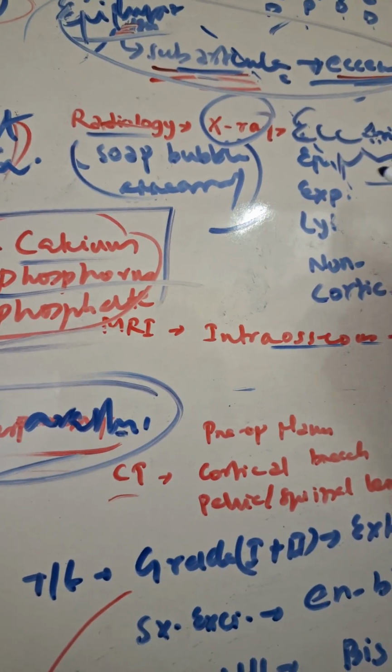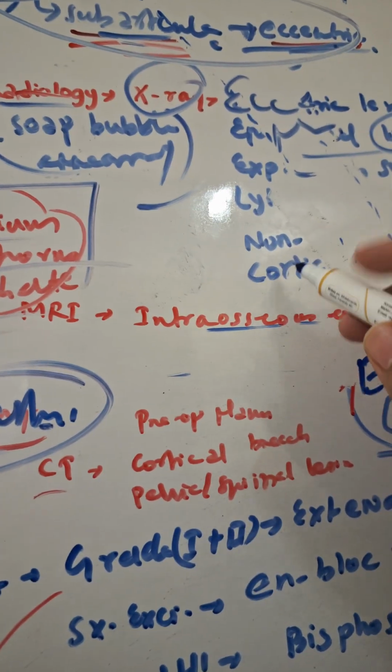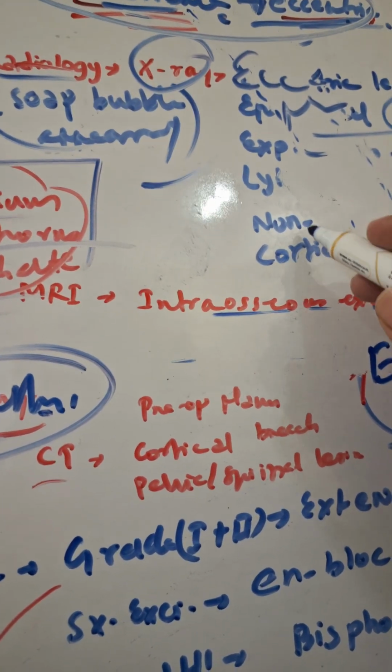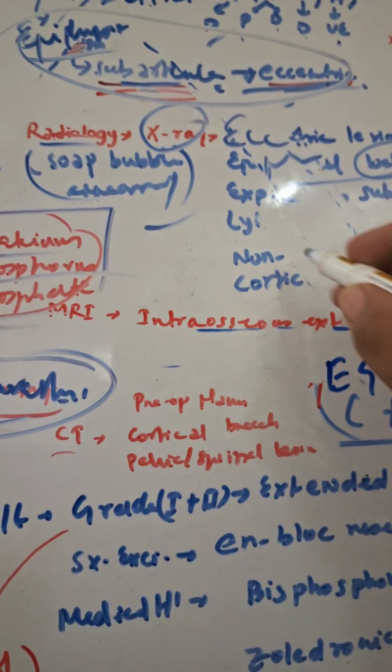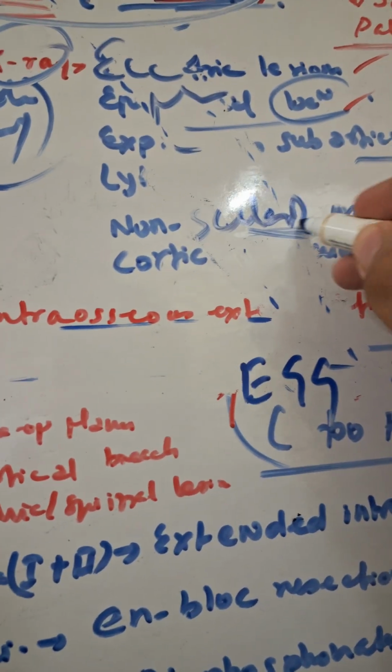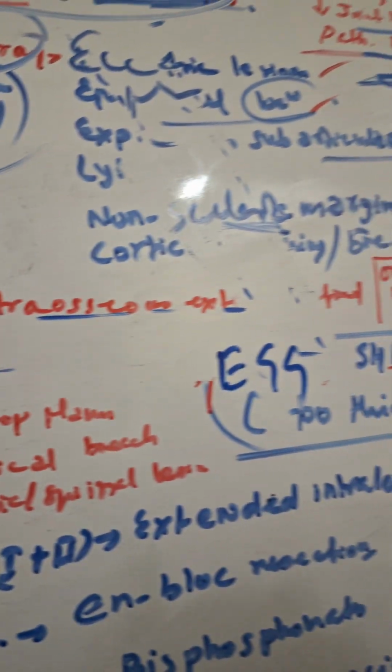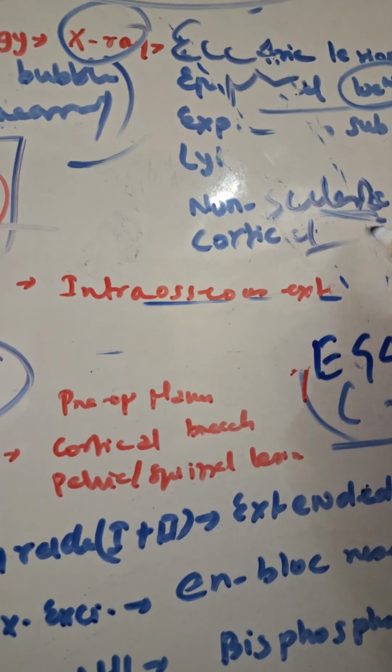Okay, now subarticular, expansile, and then we will see the margins, whether the margins are affected or not, non-sclerotic margins. Like that, and then we will see whether any cortical thinning is there or not, any cortical thinning or breach.